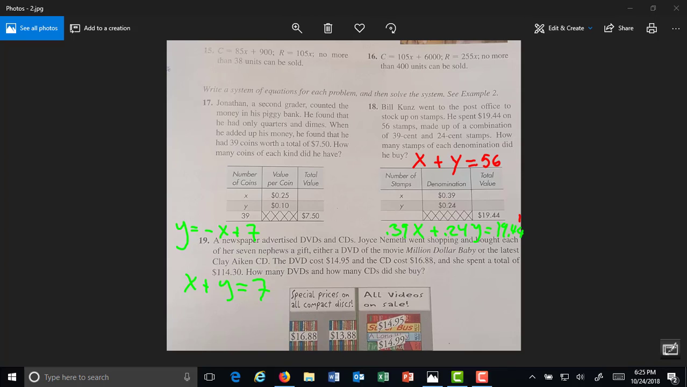Now the next one's going to talk about money, right? So what do we have? One of them is $14.95, and the other one's $16.88. So I have 14.95 times X plus 16.88 times Y equals the total amount spent. Well, the total amount spent is right there.